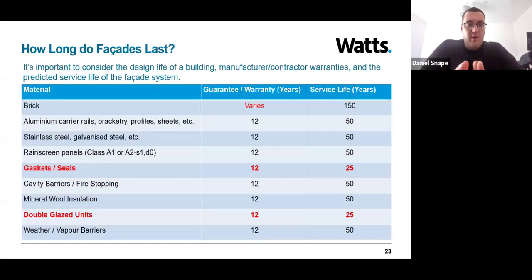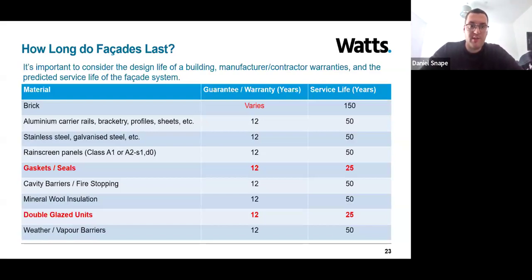So now that we've gone through some of the key facade systems that are in use, let's have a look at how long those systems last. So firstly, I always say it's important to consider the design life of a building in relation to these materials. Whilst buildings can typically last a very long time, on paper they generally have a service life of about 50 to 60 years. But of course that can vary depending on the form of construction.